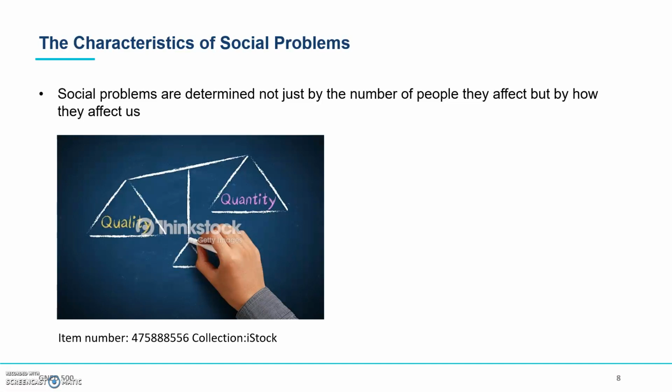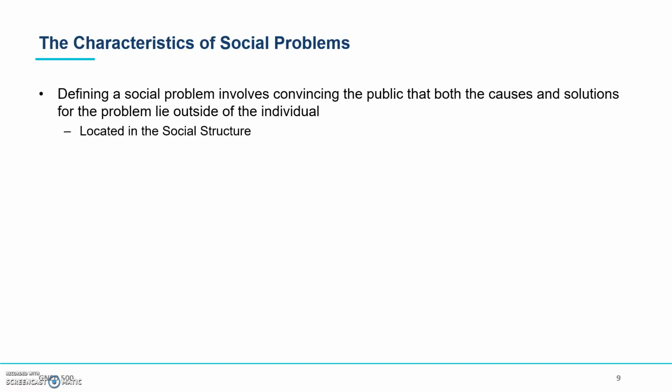But what is perhaps most crucial in establishing whether any given issue is a social problem or not is demonstrating that the causes and solutions to that problem lie outside of the individual. When the causes and solutions for a problem lie outside the individual, we can say they are located in the social structure.